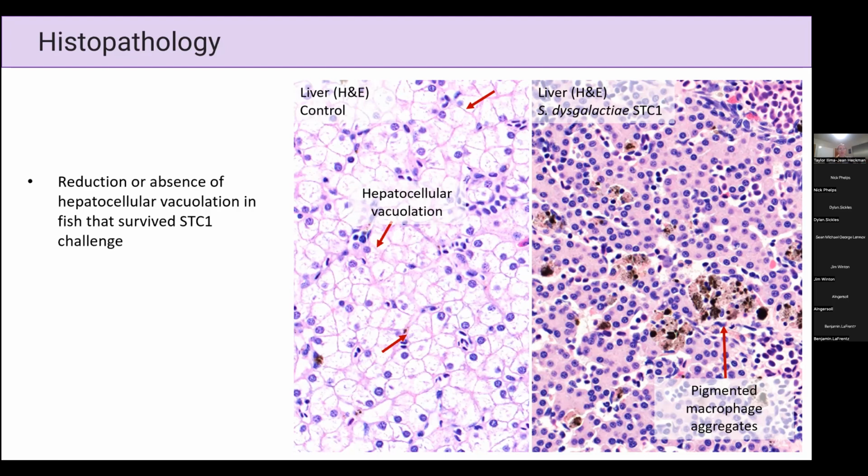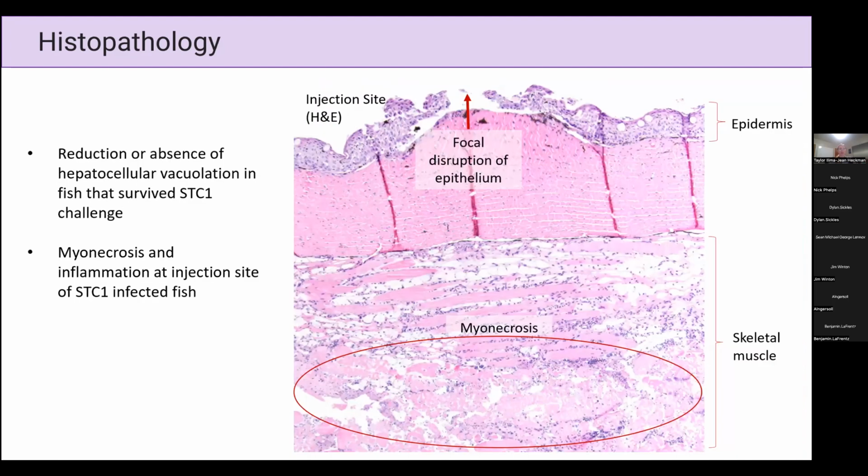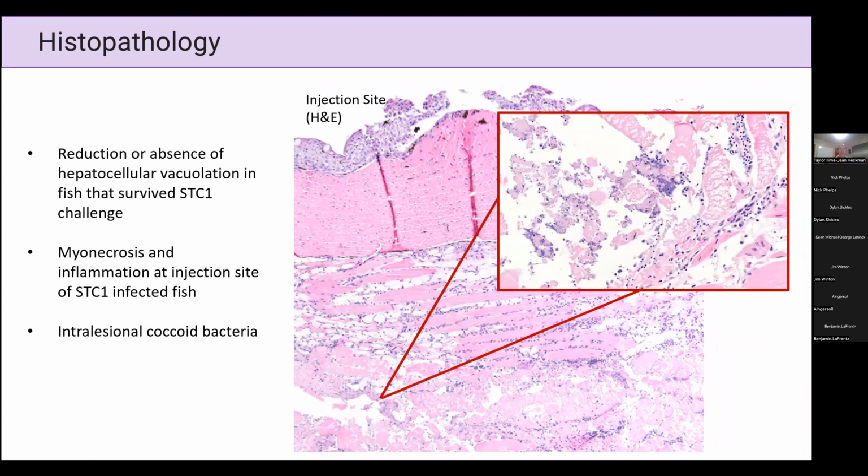And also had myonecrosis, inflammation. We lost the overlying epithelium, probably due to that injection. And then it's to see the bacteria right in those tissues. So we saw intralesional coccidia, both at the injection site and in other organs. So those were also in the kidney, heart, and liver, often within the vascular spaces.